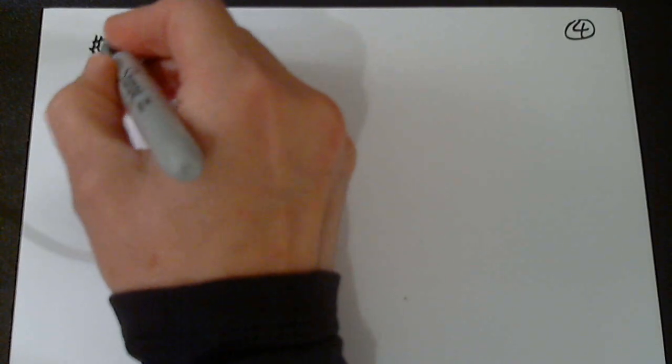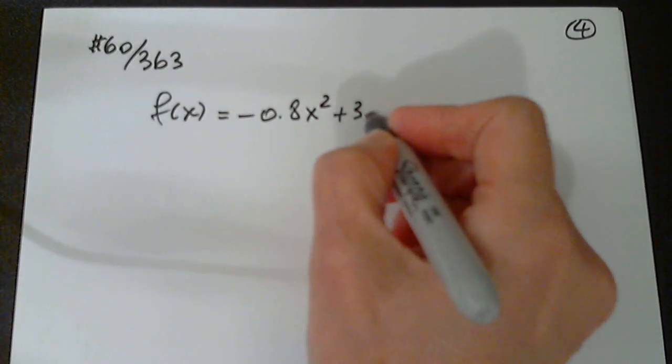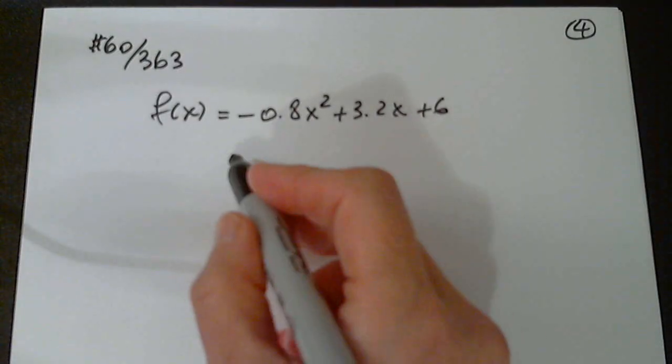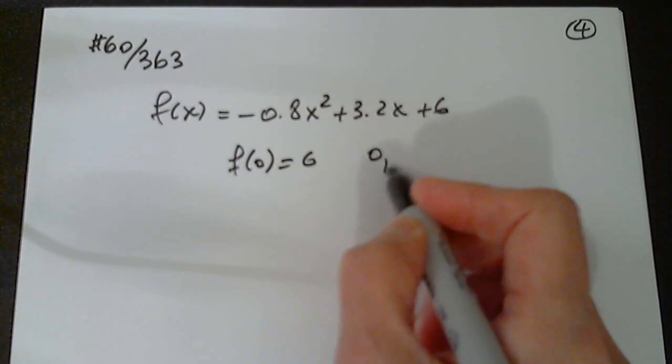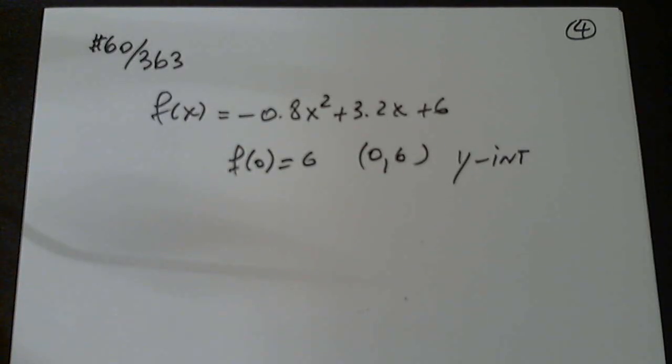So this is problem 60, my page 4, problem 60 on 363. We're given the function f of x equals negative 0.8x squared plus 3.2x plus 6. Of course, f of 0 is 6, so (0, 6) is the y-intercept. It's very clear. Everything is in feet, the height and the horizontal distance from where it was thrown. What is the maximum height of the ball, and how far from where it was thrown does this occur?